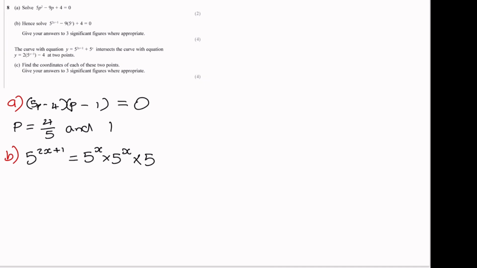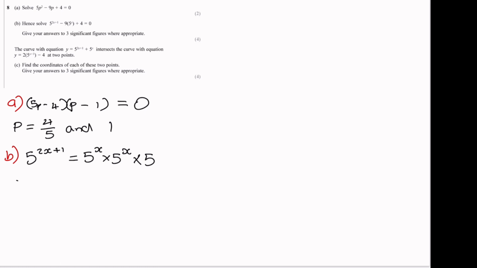The first term is a little bit harder to spot, but 5 to the power of 2x plus 1 is equal to 5 to the power of x multiplied by 5 to the power of x. If you simplify that, you get 5 to the power of 2x multiplied by 5. That gives you the plus 1. So 5 to the power of 2x plus 1 is equal to 5 to the power of x times 5 to the power of x times 5. So part B is the same as part A. P has been replaced by 5 to the power of x.